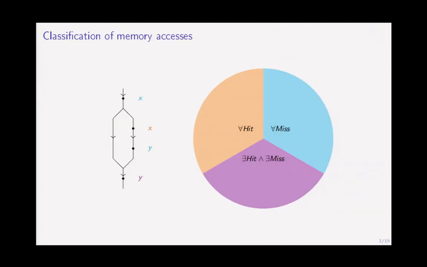So you can classify block accesses in three categories. The one that always leads to a hit, whatever the execution path is in your program, which is, for example, the case for this one. Conversely, the one that always leads to a miss, for example, because it's the first time you access it. And the last category is the blocks that sometimes lead to a hit and sometimes lead to a miss, depending on the execution path.